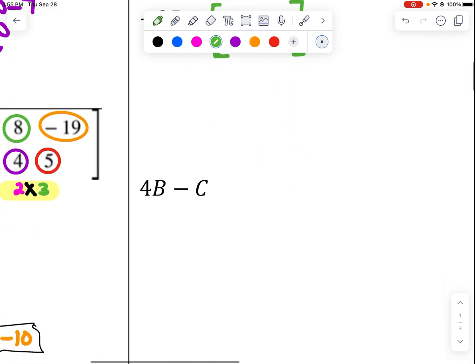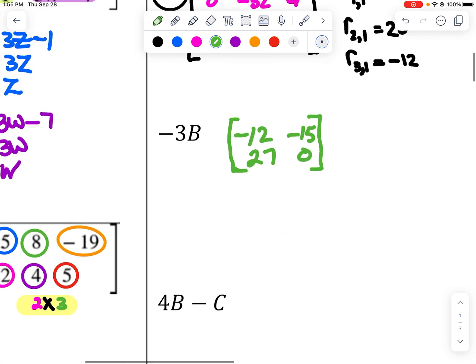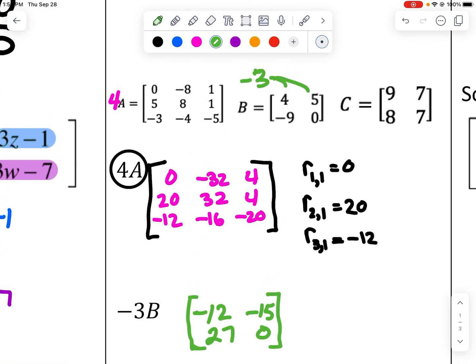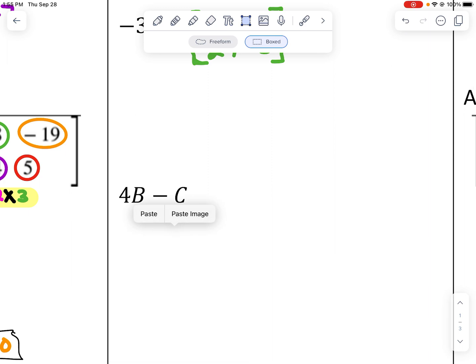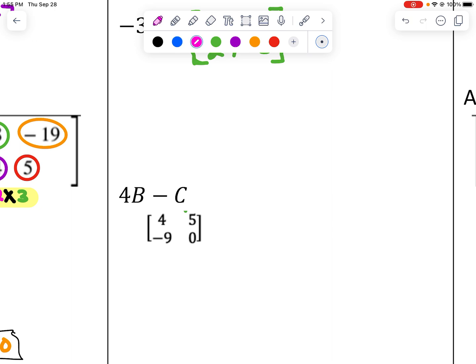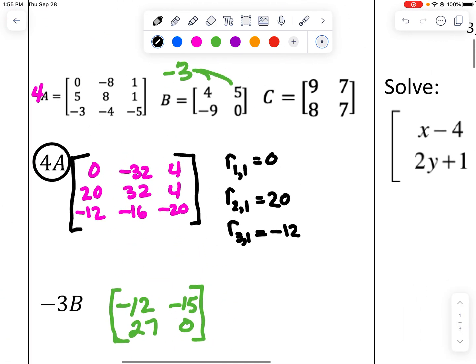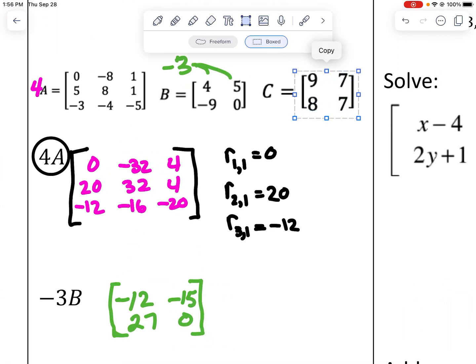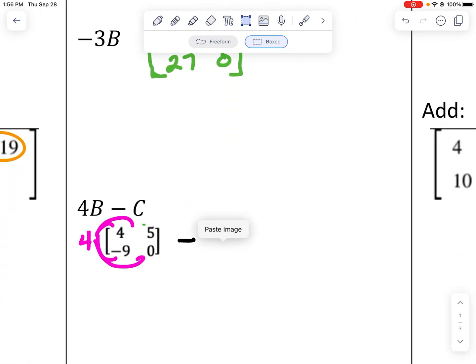And then it's going to say 4 times b minus c. So let's grab b. 4 times b minus c. So copy. We are going to take 4 times b, so 4 times this. And then we are going to subtract c. And what is c? This is c. And then we are going to subtract that.